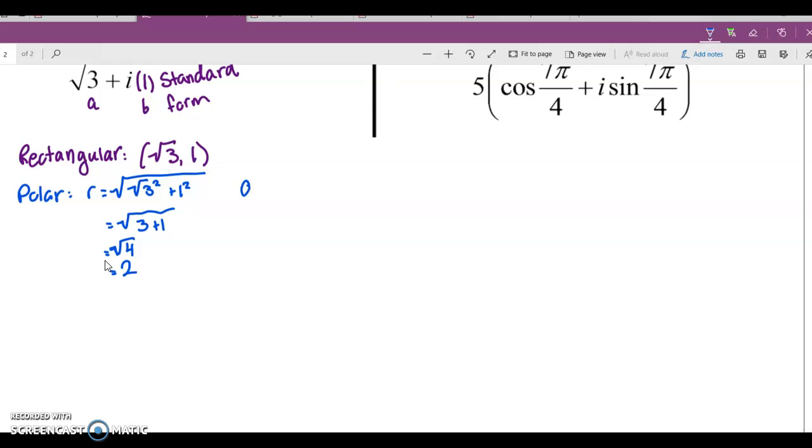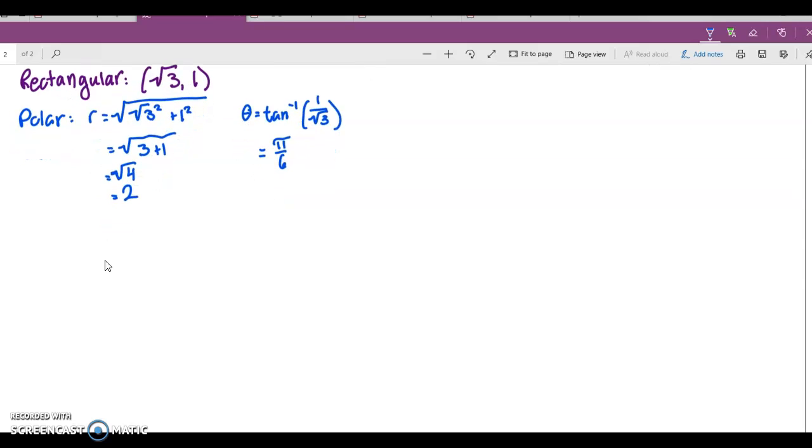And then to find theta, it's equal to tan inverse of our B over A. So even though we have the same radius, we have a different angle because now we're looking for the angle that gives us a tangent value of 1 over root 3, which we know from our great unit circle knowledge is pi over 6. So our final answer for polar form is 2, comma, pi over 6.